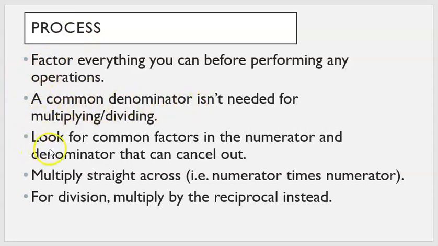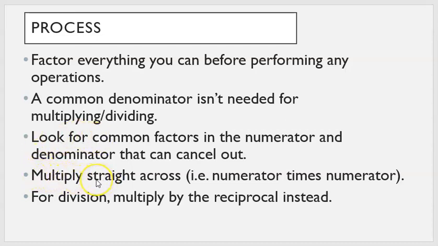I do recommend looking for any common factors in the top and the bottom of your fraction, because if you have the same factor on top and bottom, you can actually cancel those out when you're multiplying. That will not be true when we look at adding and subtracting in the next video.